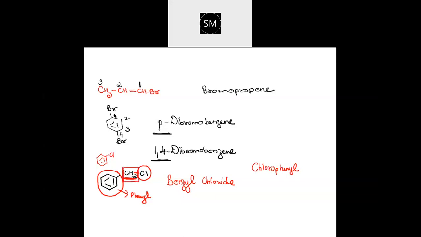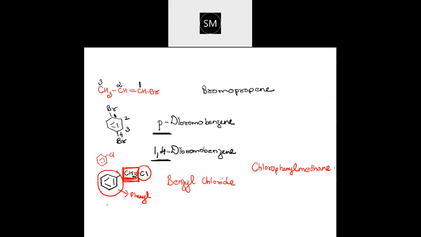CH2 has how many carbons? Only one carbon, correct? So that is a parent now. So it will be chlorophenyl methane. Okay, this compound is a little different. Benzyl chloride, when you are naming, you have to take that benzene which is coming as a branch, and the Cl group also should be taken as a branch.